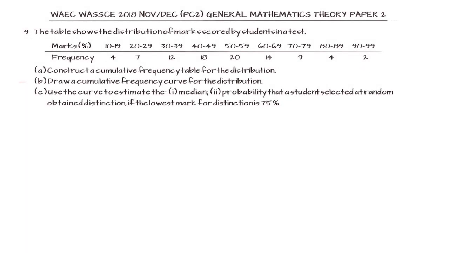In this question, we are given the distribution of marks scored by students in a test, and we are to construct a cumulative frequency table for the distribution, then draw a cumulative frequency curve or ogive, and then use that to estimate the median and the probability that a student selected at random obtained distinction if the lowest mark for distinction is 75%. So now, in our first assignment, we want to get the cumulative frequency table, and the feature of the cumulative frequency table will involve the marks, the class boundary, the frequency, then the cumulative frequency.